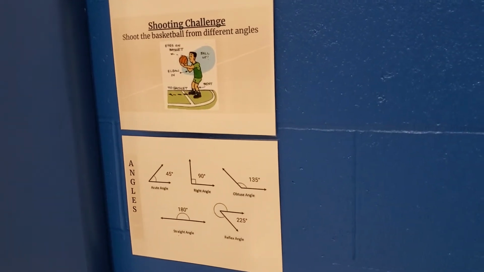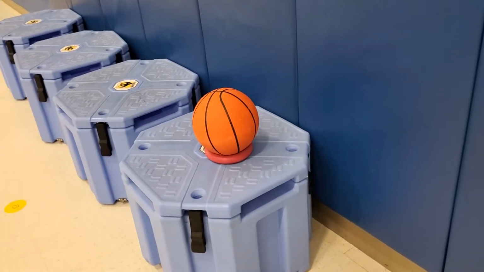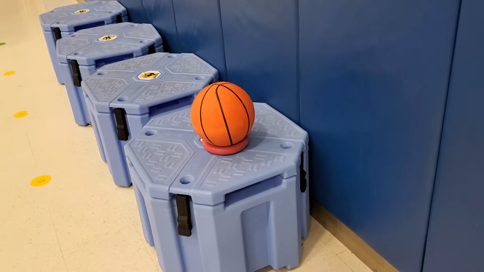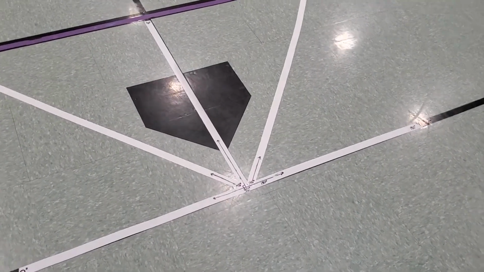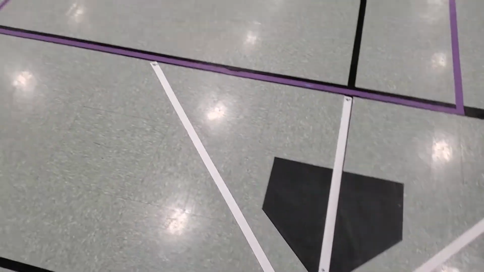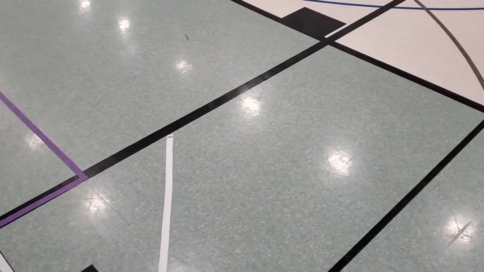For angles, I have shooting challenges. For basketball, I place these bases out at each angle. Right now they're against the wall for the first tag game before the stations. Here are the angles laid out on the basketball court, and I put one of those blue bases at the end of each angle.